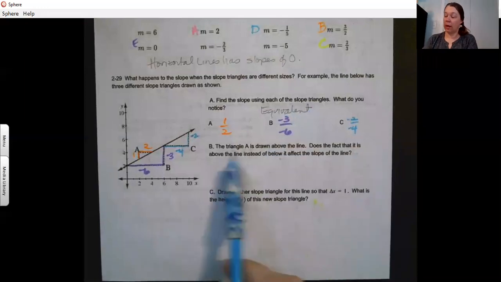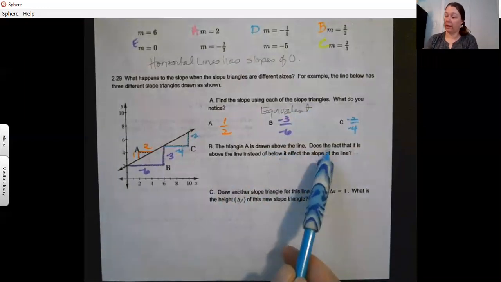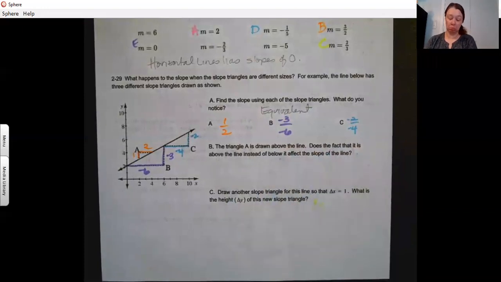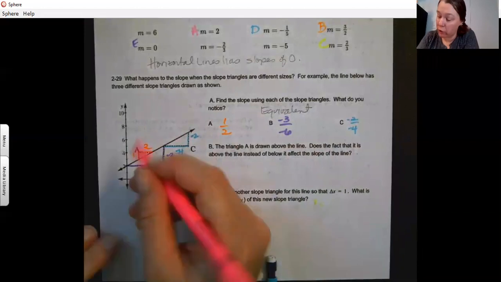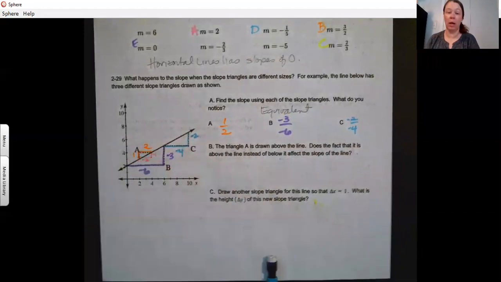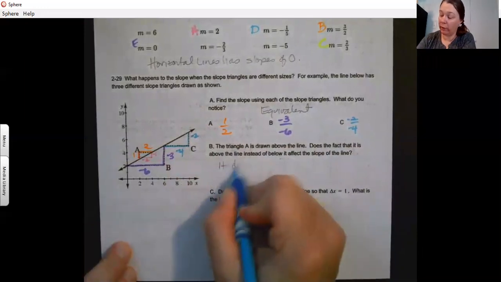So it says triangle A was drawn above the line. Does the fact that it was above, instead of below the line, affect the slope? It doesn't, right? They all end up being the same. And for that one, if I wanted to, I could have drawn it below. I could have chosen to go down 1 and go back 2, and I would get the same slope, okay? So it doesn't matter. They are equivalent.